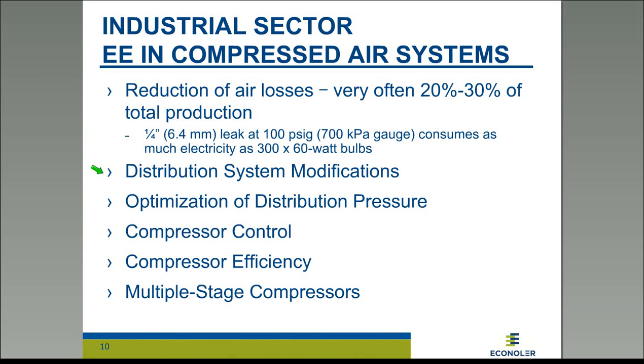Other potential initiatives that you can implement to reduce compressed air energy are the distribution system modifications, so installing buffer tanks or increasing the size of pipe or installing a second pipe in parallel, optimization of distribution pressure, compressor control, compressor efficiency, and of course, replacing the compressor. Modern units like screw compressors with variable speed drive can really increase the efficiency of the baseline system by several percentage points. And multiple stage compressors.